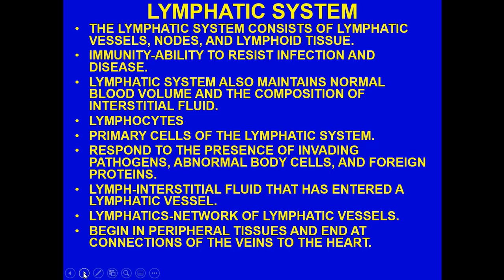The lymphatic system also maintains normal blood volume and the composition of interstitial fluid. When I talk about lymphocytes, these are primary cells of the lymphatic system. They respond to the presence of invading pathogens, abnormal body cells, and foreign proteins. Lymph is really interstitial fluid that's entered the lymphatic vessel. Lymphatics are the network of lymphatic vessels. They begin in peripheral tissues and end at the connections of the veins to the heart.